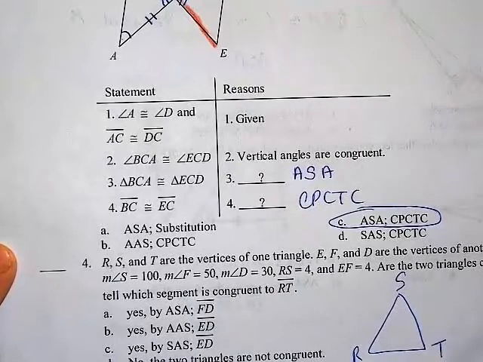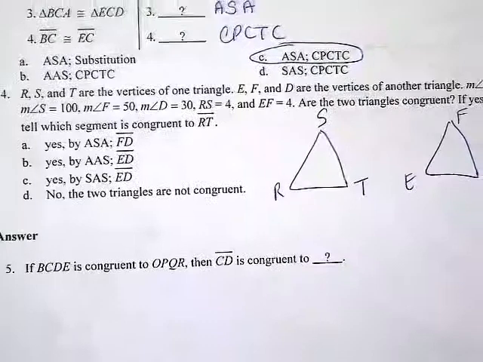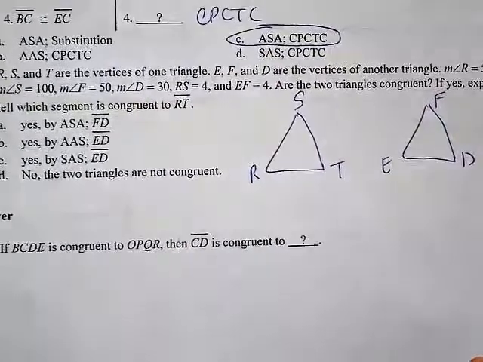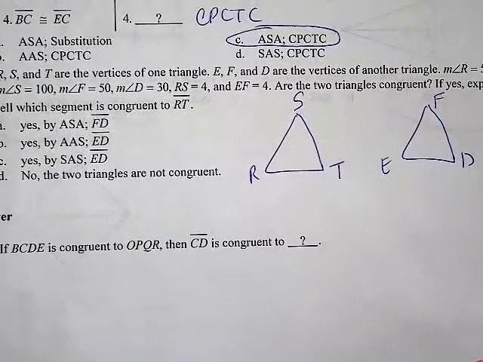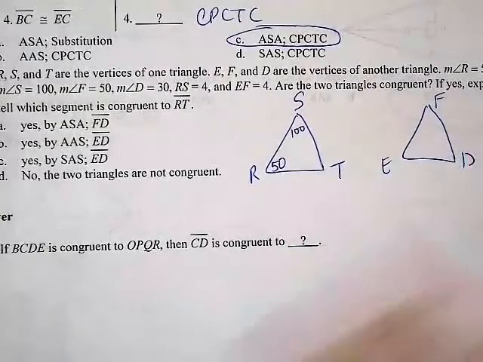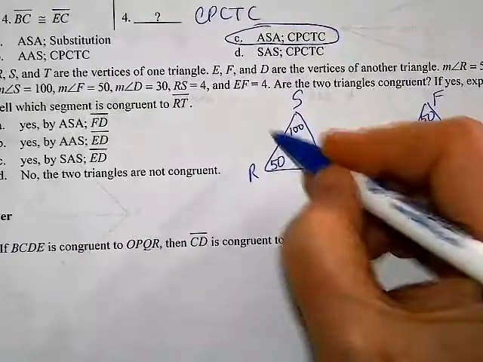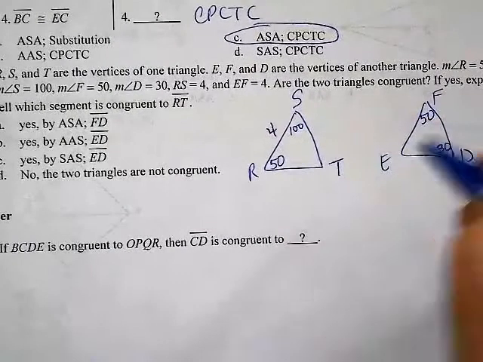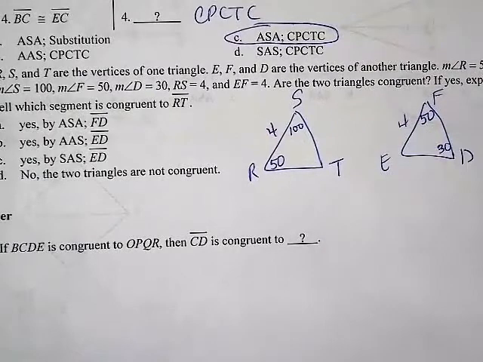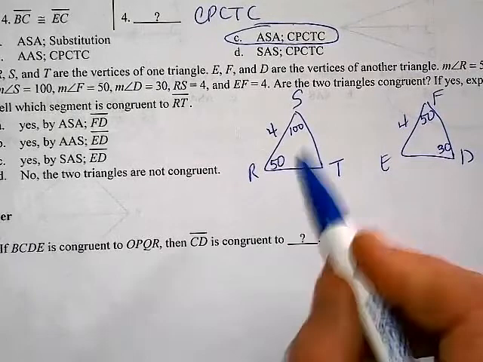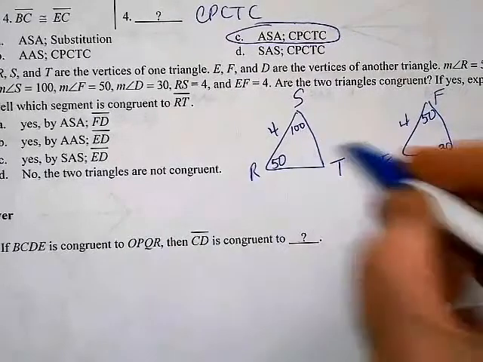Number 4. R, S, and T are vertices of one triangle. E, F, D are vertices of another. R is 50, S is 100, F is 50, D is 30, RS is 4, EF is 4. Are the two triangles congruent? What's the missing angle in this one? 30. I'm going to write it here.